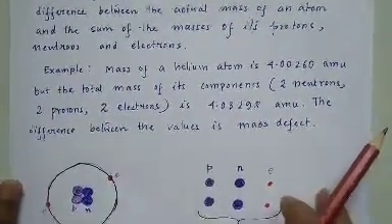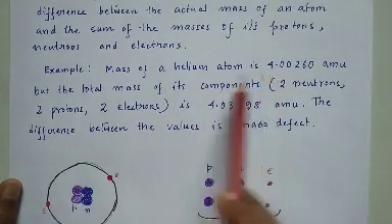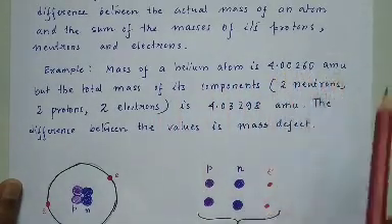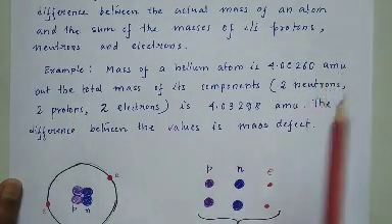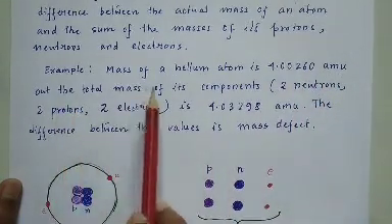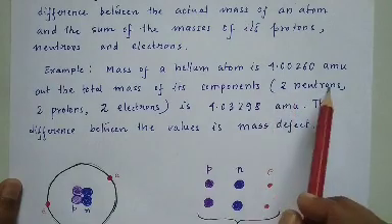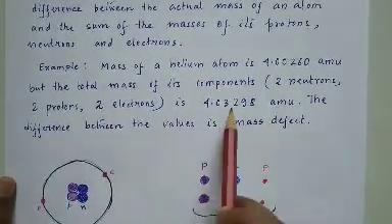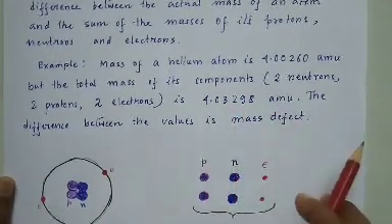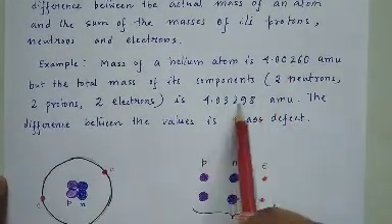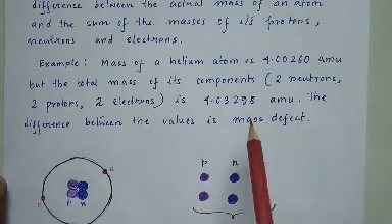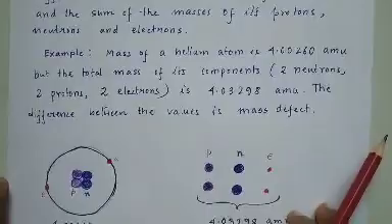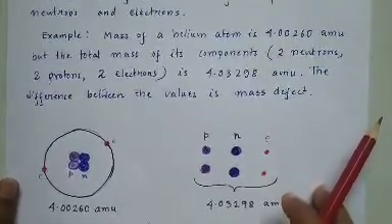So for example, the actual mass of a helium atom is 4.00260 AMU, that is atomic mass unit. But the total mass of its components, that is there are 2 neutrons as we know, 2 protons and 2 electrons, is 4.03298 AMU. So as you can see clearly that these two numbers are not equal, they are different. So the difference between the values of the masses is called mass defect.